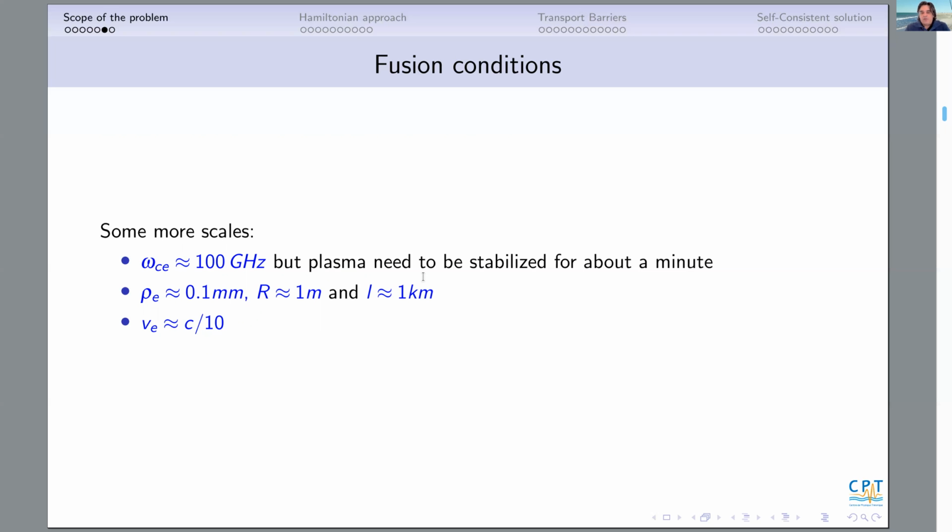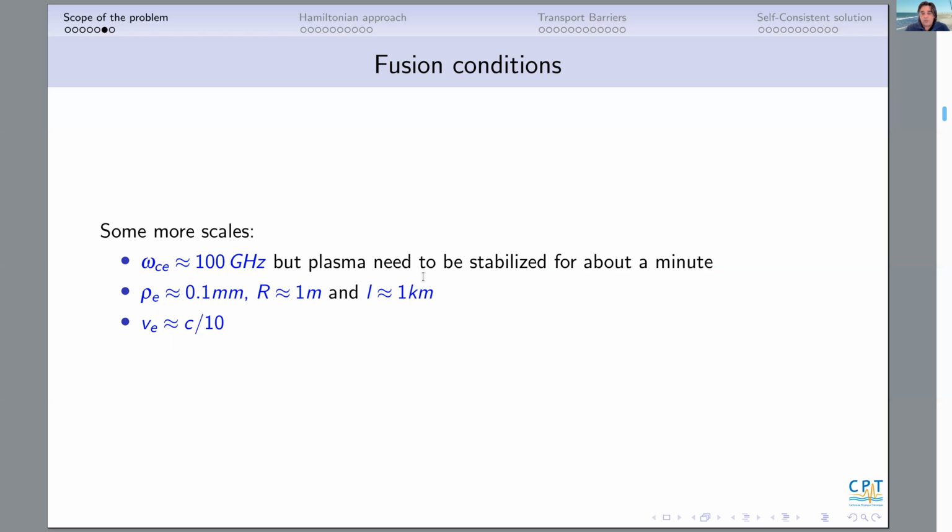The same for the lengths: the Larmor radius of the electron is about 0.1 millimeter, while the typical radius of the devices is of the order of a meter. And then the typical mean free path, between different collisions, is about 1 kilometer. So there is a very large range of scales in space and in speeds, when we compute the speed of the electron.